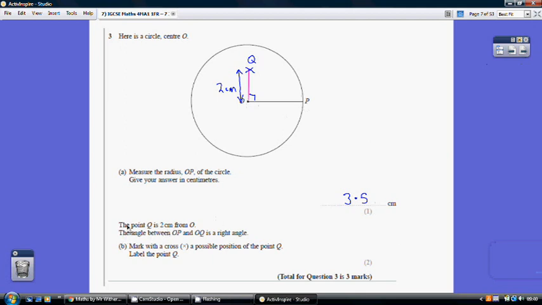Now for part B, we're told the point Q is 2 centimeters from O, and the angle between OP and OQ is a right angle, 90 degrees. So what we need to do is make sure we've got a 90-degree angle here. So just measure 90 degrees with a protractor. And then we need to be 2 centimeters away from O. So just go 2 centimeters up that 90-degree line that you've marked. So Q will be there.